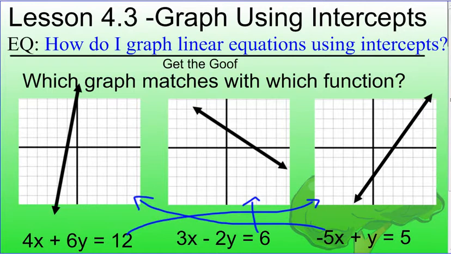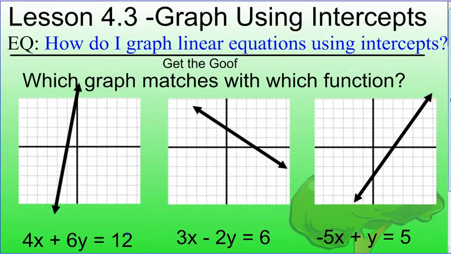Okay. Before we get there, we have these three get-the-goofs that ask us which of these functions match up with which of these graphs. I can tell you right now, they're all wrong. So let's just go ahead and erase this and find out for sure.